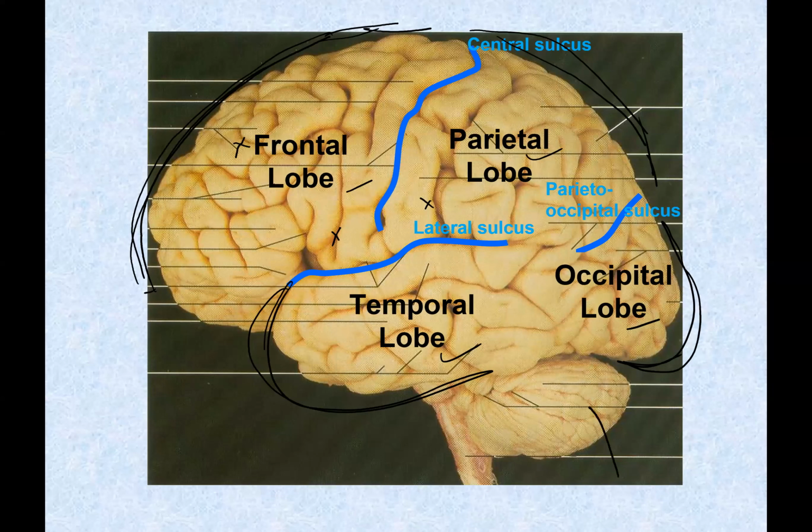Then when it comes to the cerebellum, the cerebellum also has 2 hemispheres which are called cerebellar hemispheres. Cerebellar hemispheres. Someone is typing.